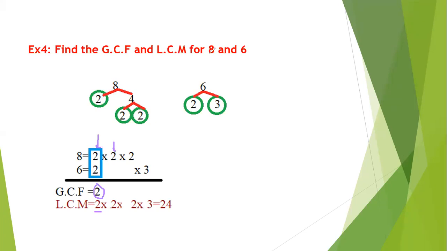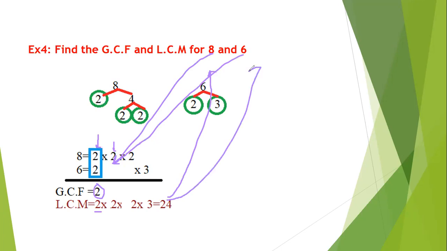Okay, with the GCF, I can divide 8 by 2 and 6 also by 2. But with the LCM, I can divide 24 by 8, and I can also divide 24 by 6.